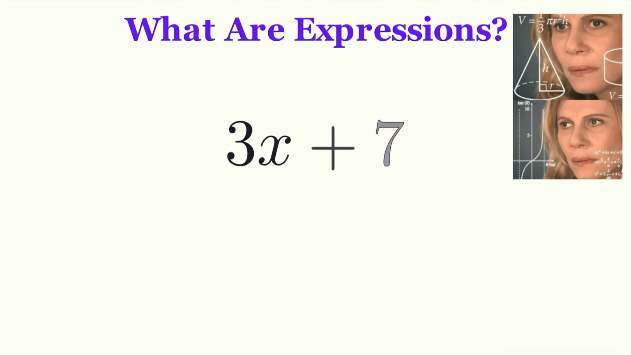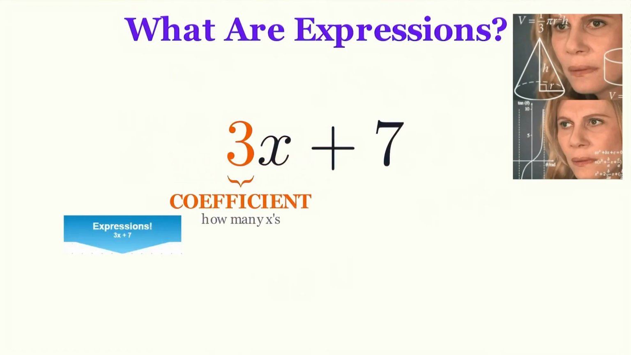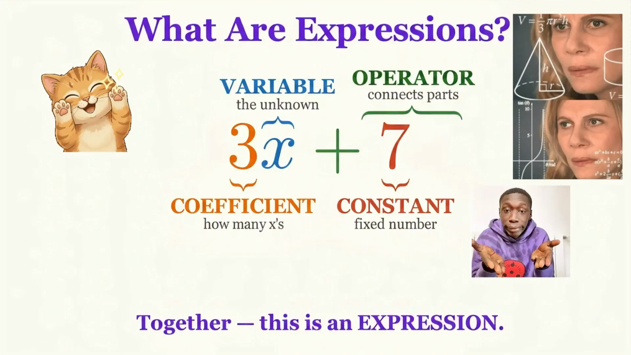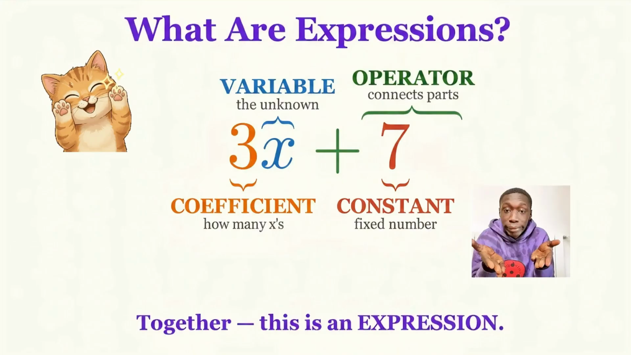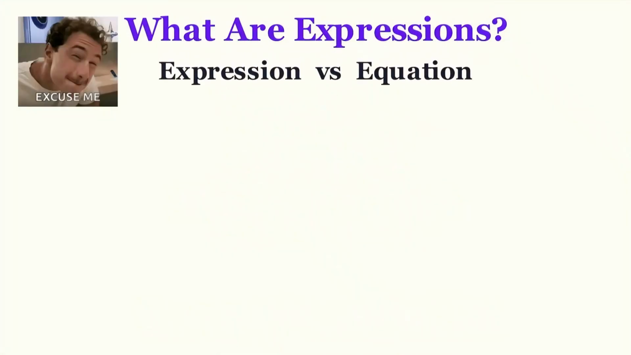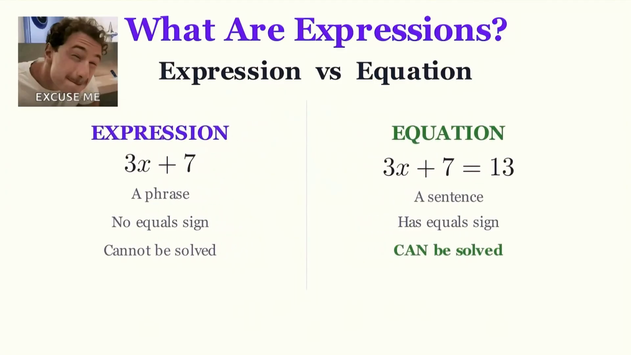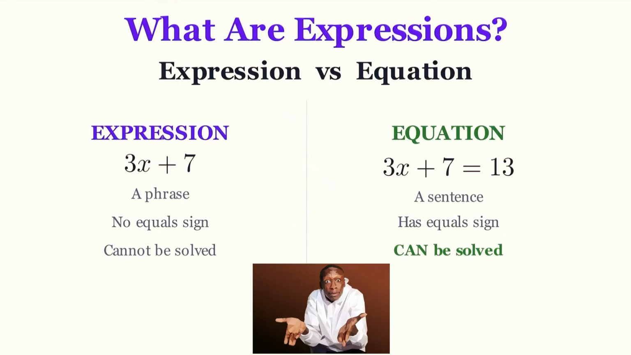Here it is, 3x plus 7. The 3 is the coefficient. It tells you how many x's there are. The x is the variable, the unknown. The plus sign is the operator. It connects the parts. And the 7 is the constant, a fixed number. Put it all together and the whole thing is called an expression. Important. An expression is just a phrase. It doesn't have an equal sign. An equation is a sentence. It has equals, and it can be solved. Expressions just get simplified or evaluated.